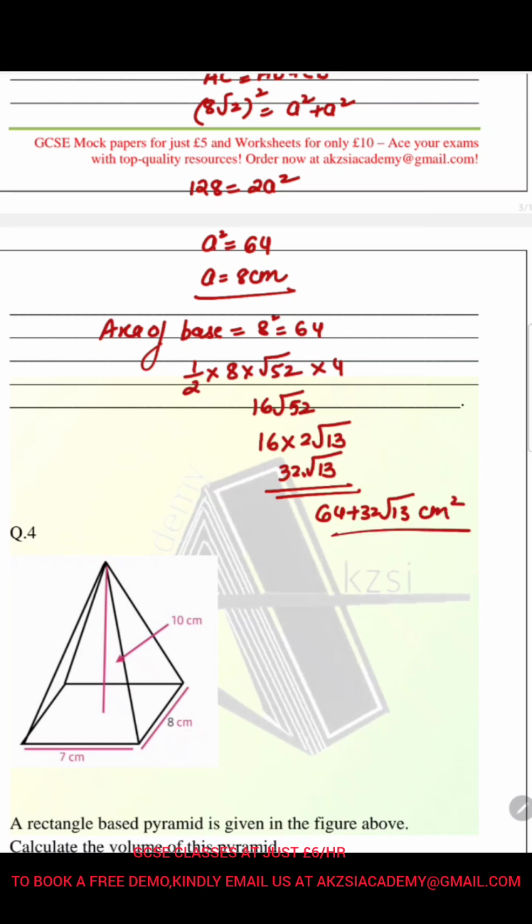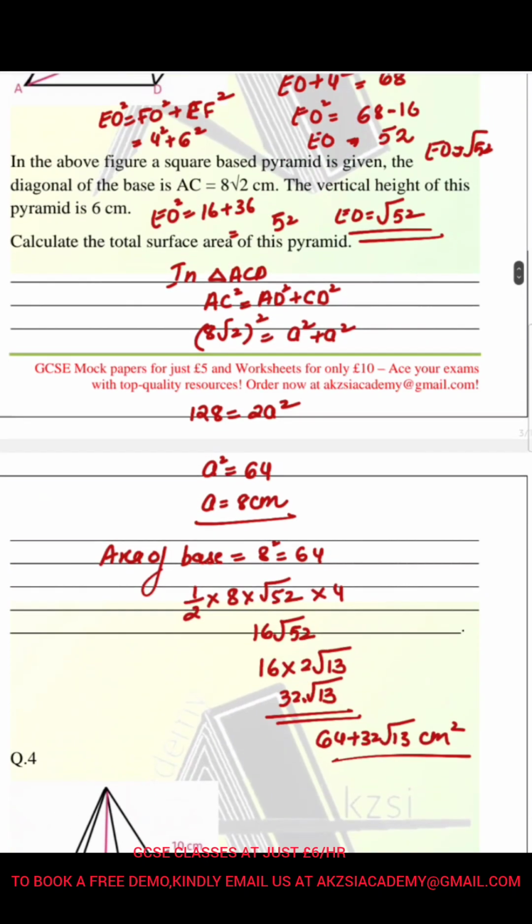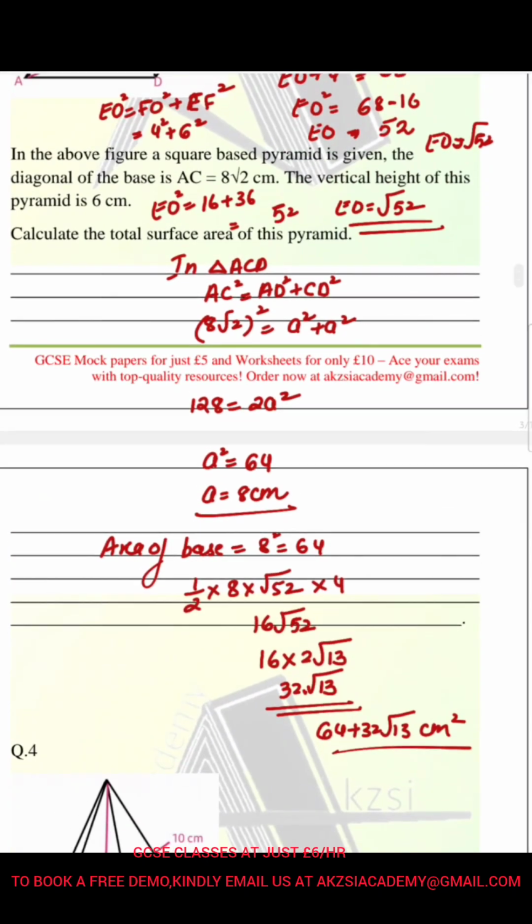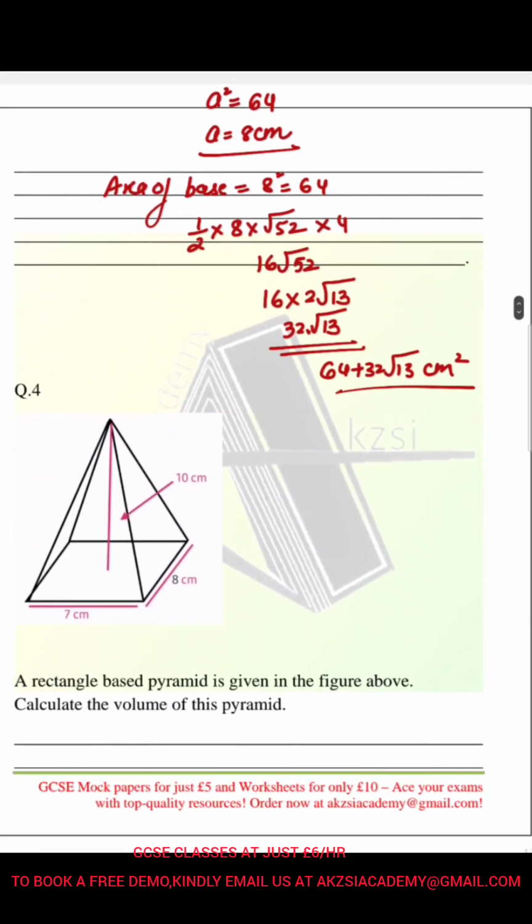Because initially it was given under root, that means in a surd form. That's why I have given the answer in surd form. Though nothing is mentioned there about how they want the answer to be. If they want the answer to be in surds, write like this. And if it's written that the answer should be up to 1 decimal place or 2 decimal places, you just have to calculate it and get the answer.